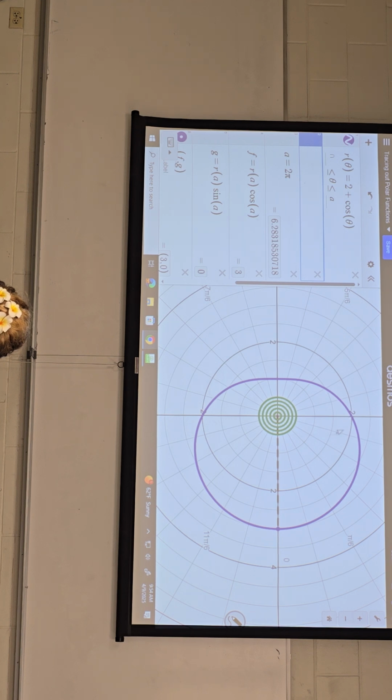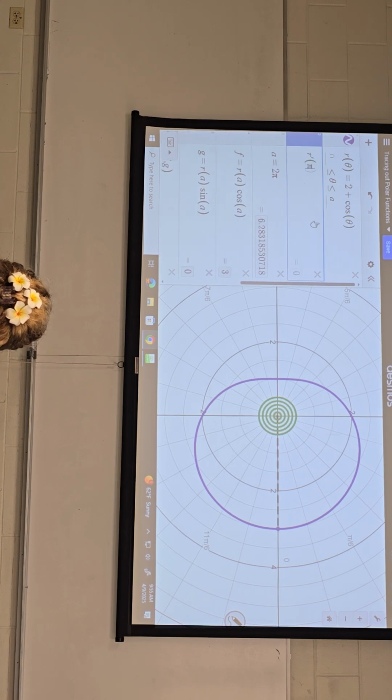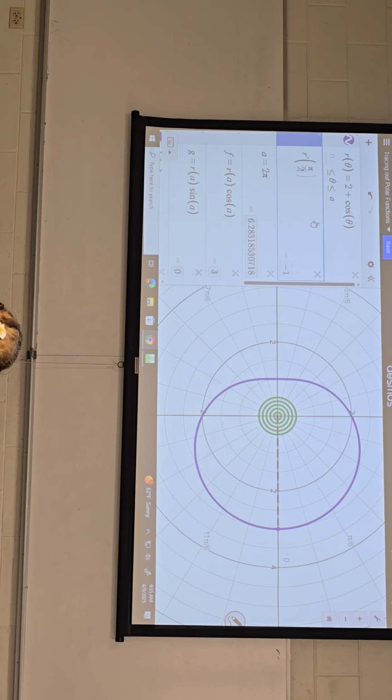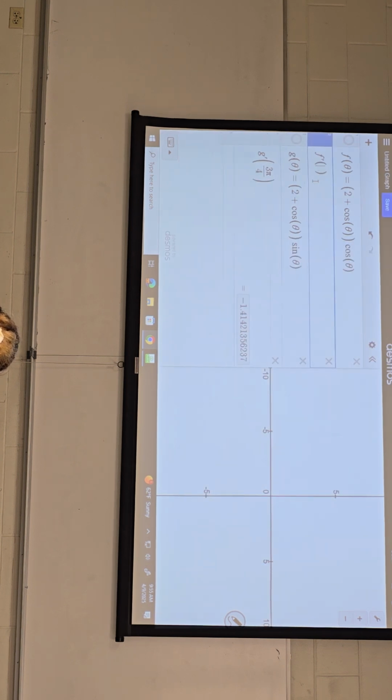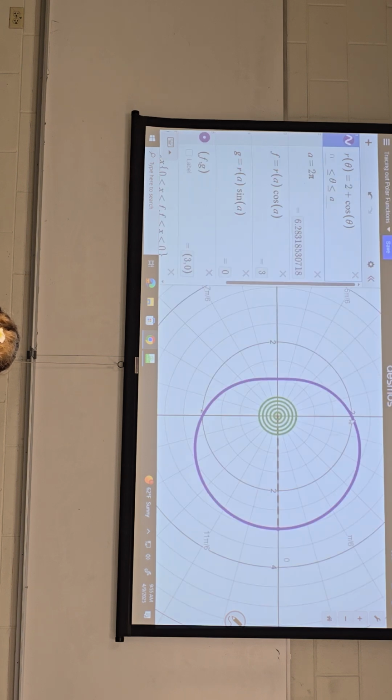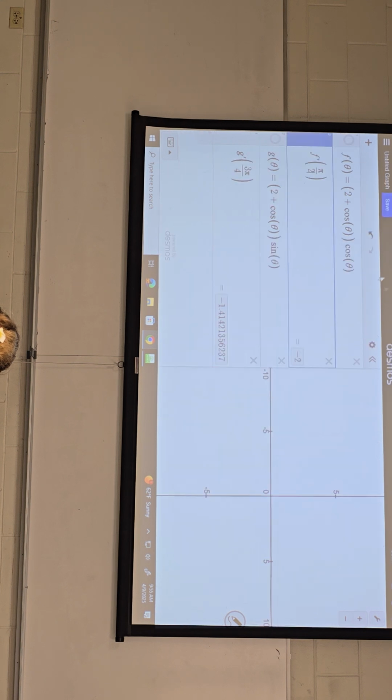Alright, so when I go to pi over 2, angle coming around like this, how is the radius changing? Decreasing. Let's check it out. R prime of pi over 2 should be negative. There it is. How is the x coordinate changing at that time? Going to the left. So I should see a negative, check. And how is the y coordinate changing? Also going down.